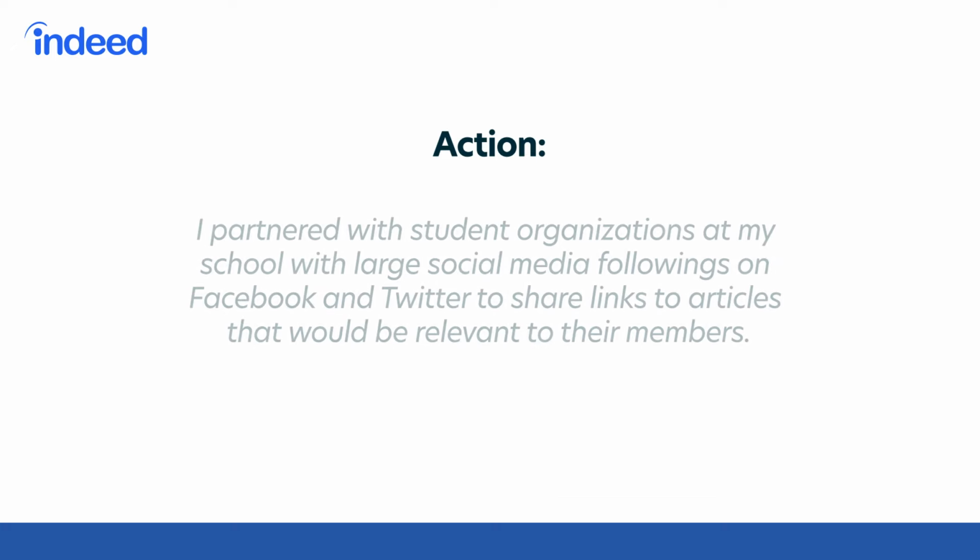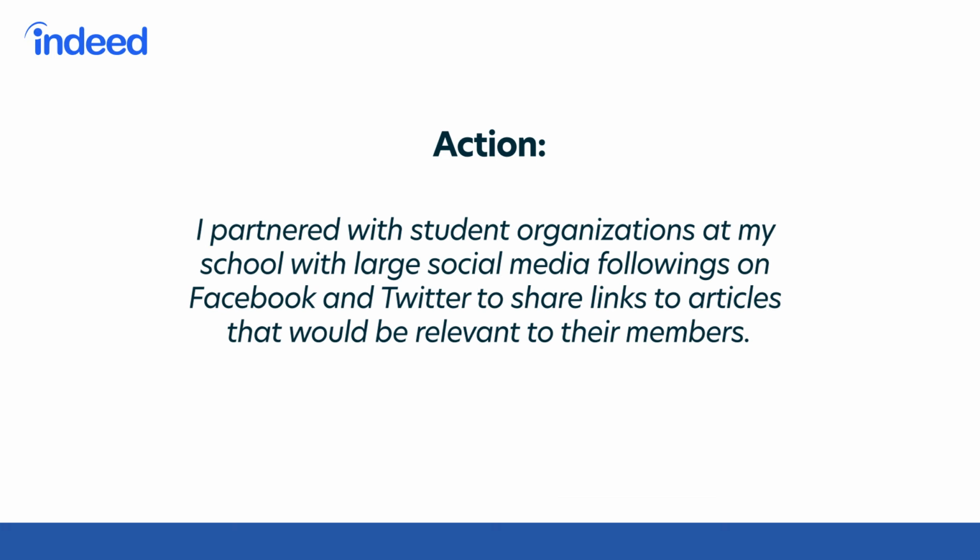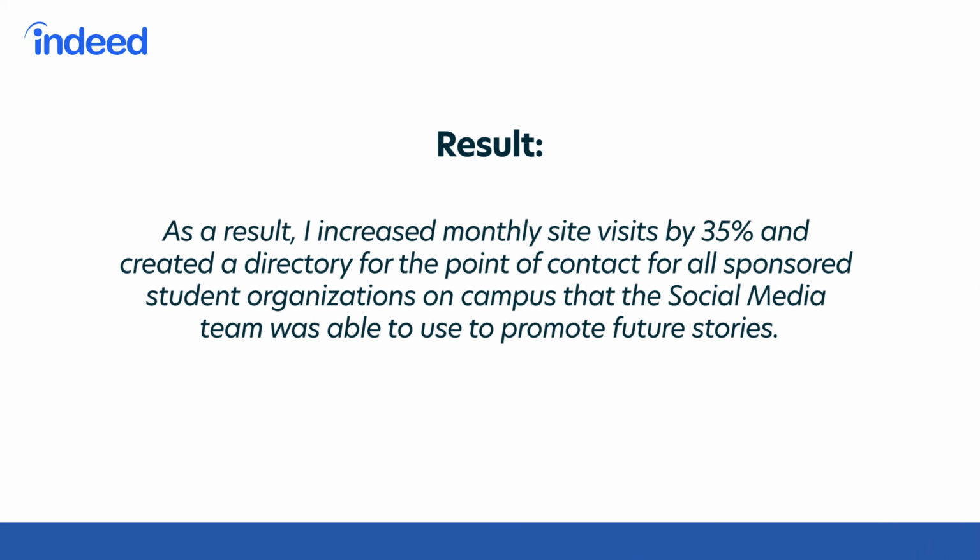Action: I partnered with student organizations at my school with large social media followings on Facebook and on Twitter to share links out to articles that would be relevant to their members. Result: as a result, I increased monthly traffic site visits by 35% and created a directory for the point of contact for all sponsored student organizations on campus that the social media team was then able to use to promote future stories. This answer is absolutely effective because it provides context to the problem, describes the individual actions taken, and it defines the impact of those actions. Can't go wrong with it.